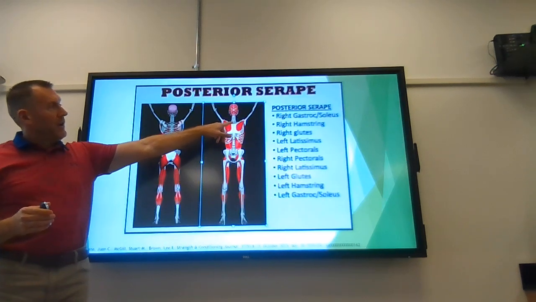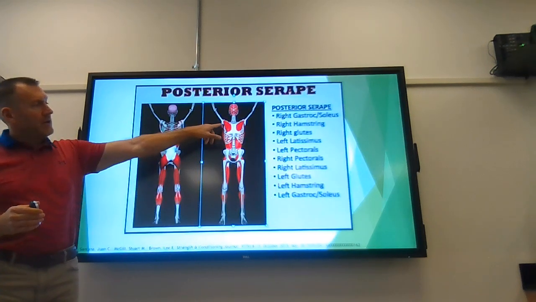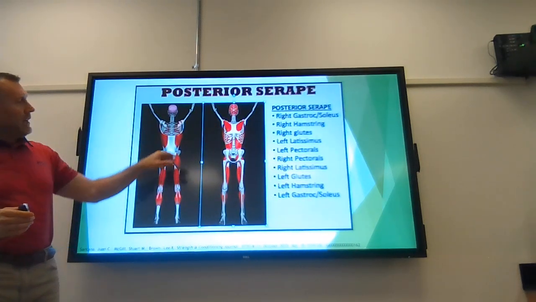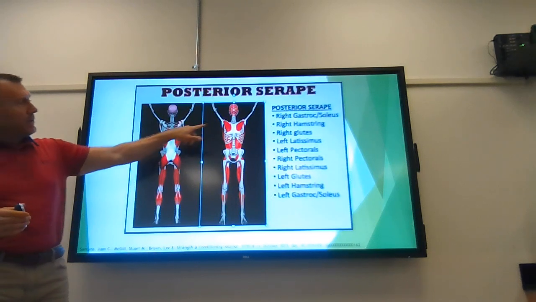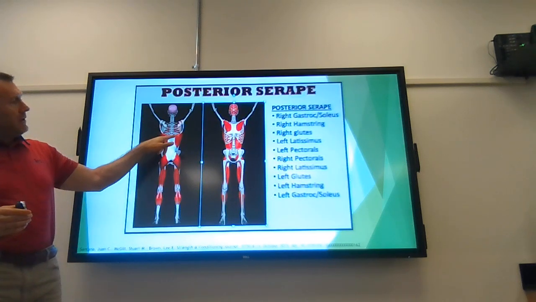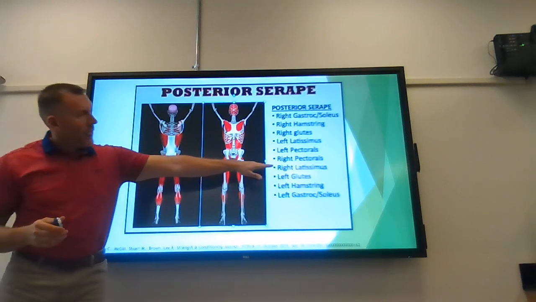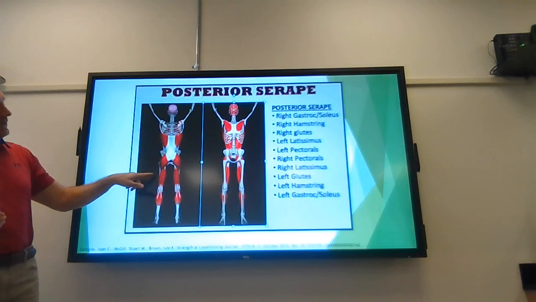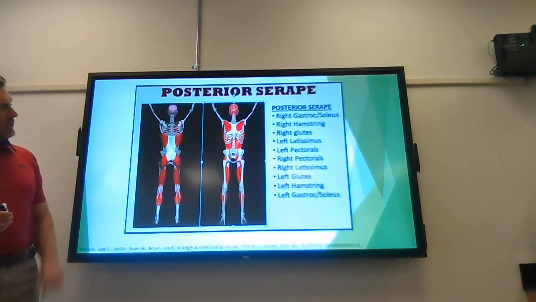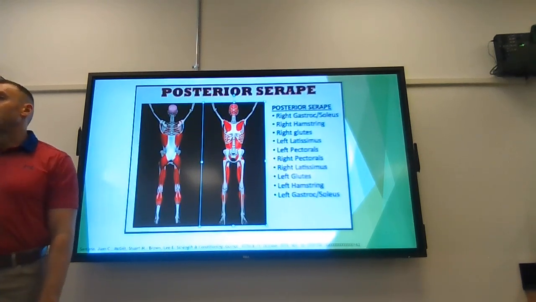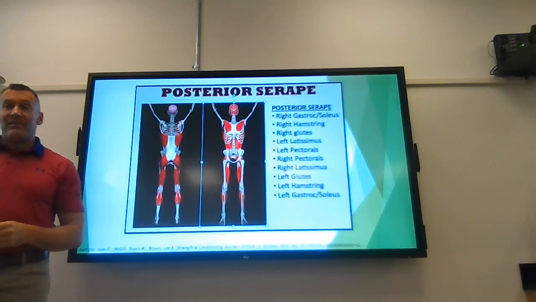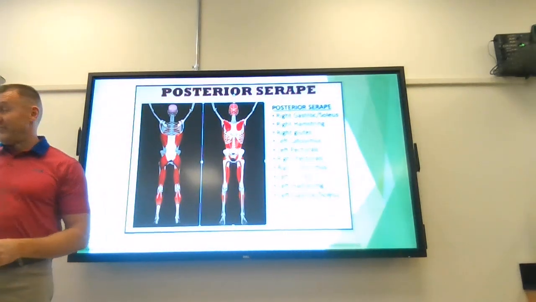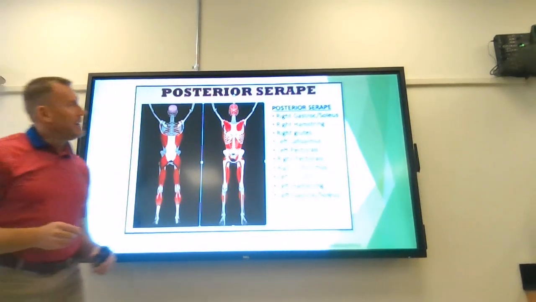Left pectorals, right pectorals, so we're right here now. Going back around to the right side of the body right here. So we're going from here to here, and then we're going back down. The right latissimus, left glutes, left hamstring, and left gastrocnemius and soleus. So you see the lines of connection between muscles go up and around and then back down the other side. So I think that's fascinating.